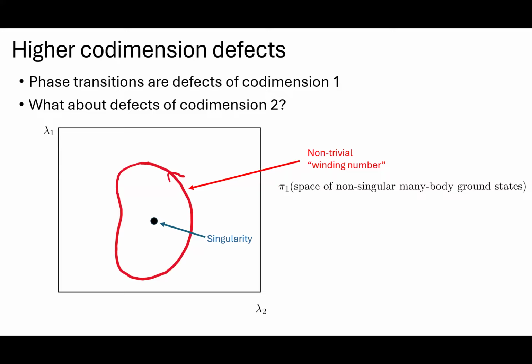Winding of what? Well, I'll explain as we go, but basically you're probing the pi_1 of the space of non-singular many-body ground states, or you could also say thermal equilibrium states at non-zero temperature. And again, what I mean by non-singular will be context dependent. It could mean gapped, or it could mean described by a particular universality class or something like that.